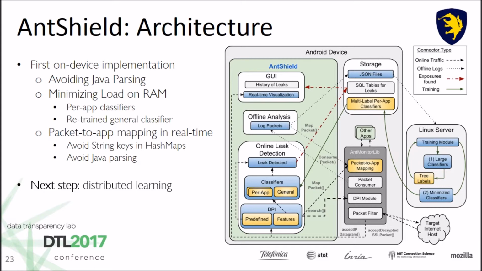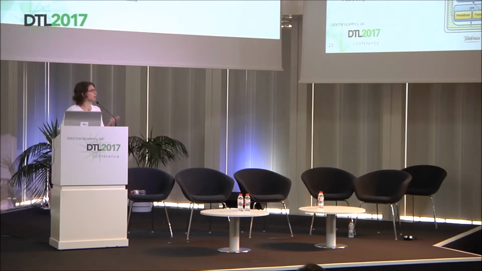Again, there's a lot of other performance improvements. I'll skip those for lack of time. And we were going to use this in the future for some distributed learning. Basically, now that we have this running on the device, each user can have his own data, and we wanted to see if the user should share that data, if that brings any benefit to the classification or not. So that wraps up the privacy leaks. And now I'll go into our second project.